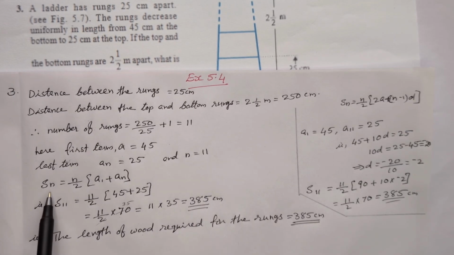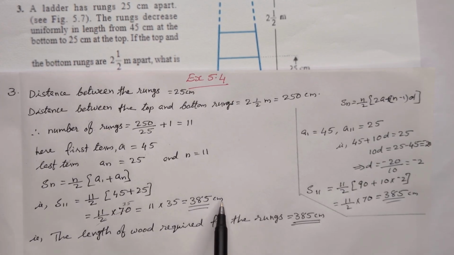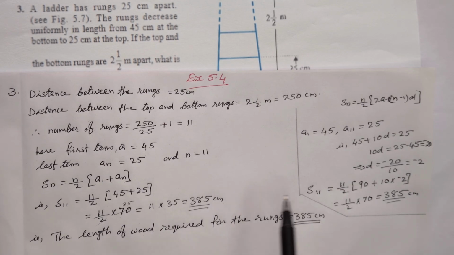We can use the formula Sn is equal to n by 2 into first term plus last term, which means 11 by 2 into 45 plus 25, 70, dividing by 2, 35, 11 into 35, that is 385 centimeter. So the length of wood required for the rungs is 385 centimeter.